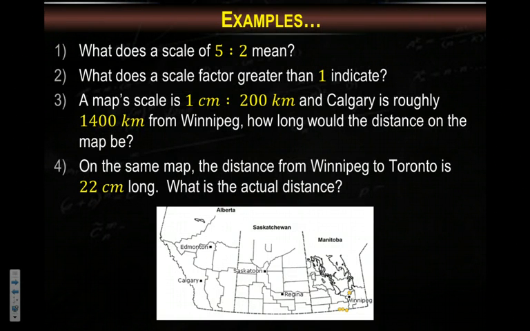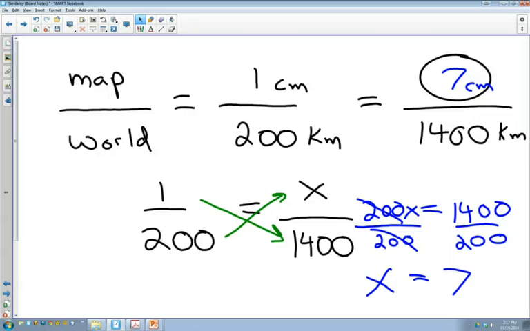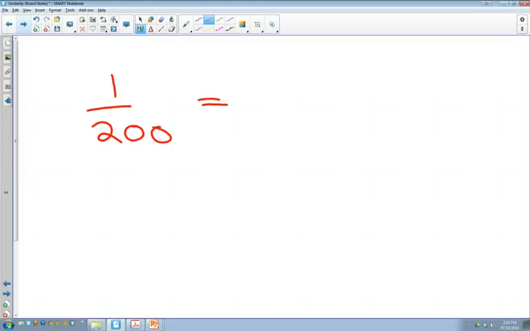On the same map, the distance from Winnipeg to Toronto is 22 centimeters. What's the actual number of kilometers? Well, we can do the same thing. Well, no, because what we have is we have 1 over 200 equals 22 centimeters to an unknown. That's the distance to Toronto. So what do? We cross multiply. 1 times x is x. 200 times 22.